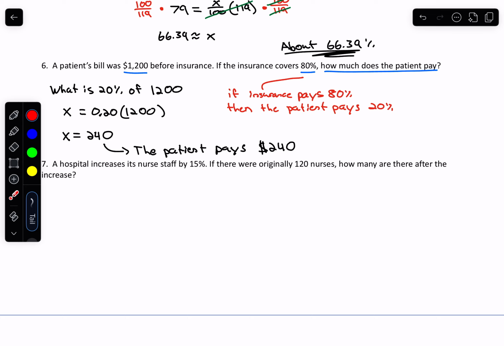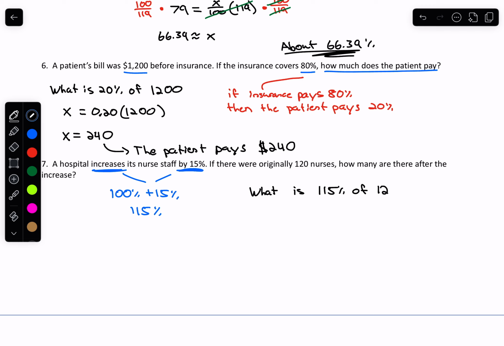Or we can find out what is 115% of 120. Because if we increase by 15%, okay, 100% is how much we start with. So if we add on an additional 15%, we are now at 115%. So instead of doing two problems where we have to find 15% and add it to the original, we can just find 115% of 120. So what we want to know is what is 115% of 120?